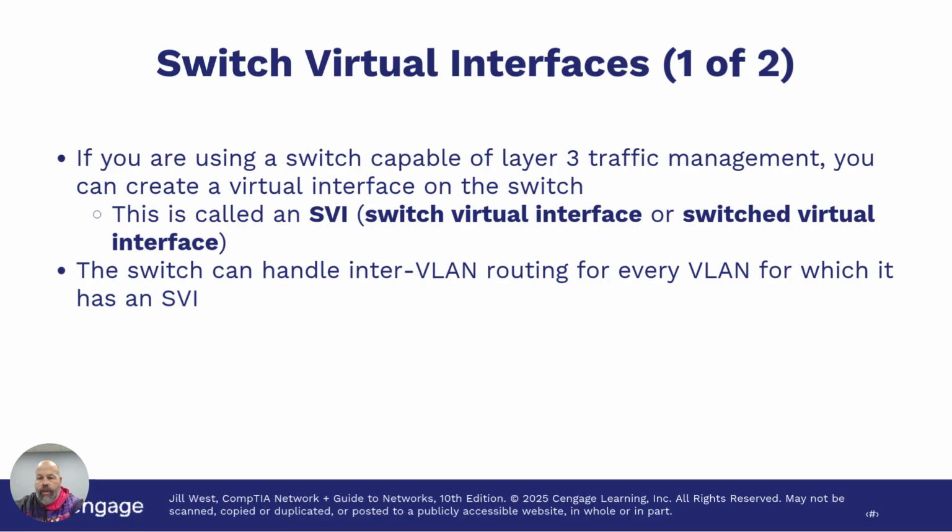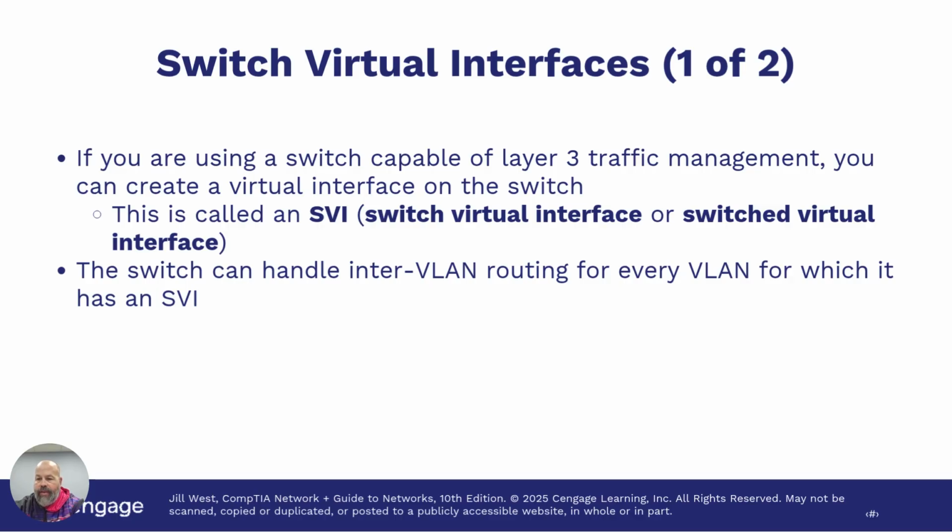So here's a cool trick. If you have a layer 3 switch, one that can handle IP routing, you can create virtual interfaces right on the switch. These are called SVIs, switch virtual interfaces or switched virtual interfaces. Switch or switched. Because we love acronyms in IT, obviously, we've had 1,000 of them so far. An SVI acts like a mini router interface that's built into the switch.